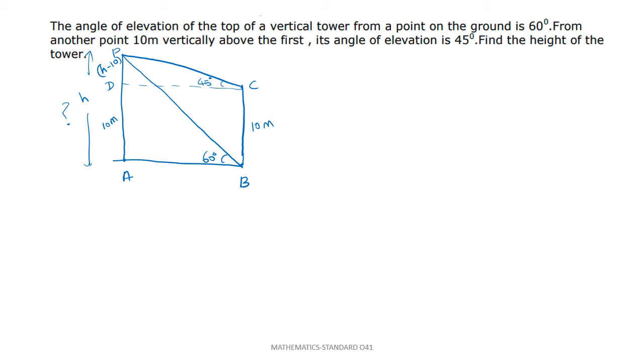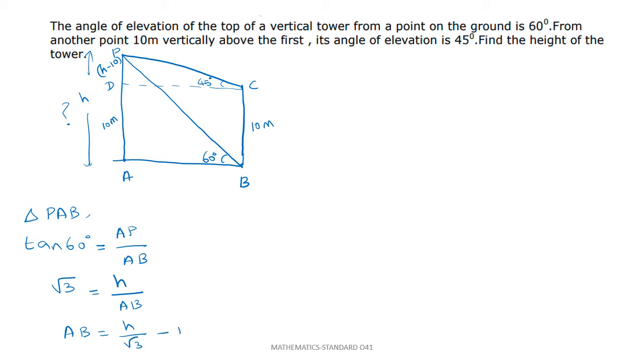So first let's take the triangle PAB. In triangle PAB, tan 60 degree is equal to opposite by adjacent. So tan 60 we know already it is root 3. The AP we are keeping as h, and AB we don't know. So AB will become h by root 3.